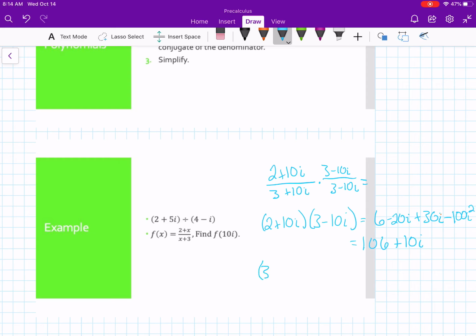And on the bottom, 3 plus 10i times 3 minus 10i. We get 9. I know those middle terms are going to cancel out. And then we have minus 100i squared. So that becomes 109. So we end up with, oops, reading the wrong thing. We end up with 106 plus 10i all over 109.